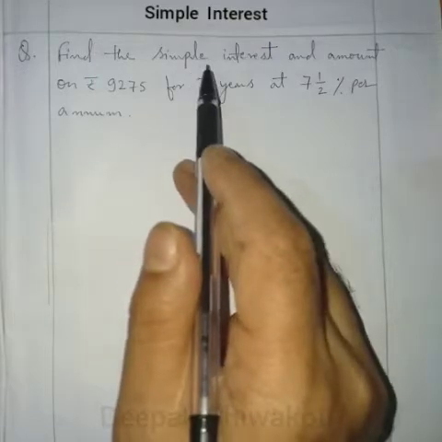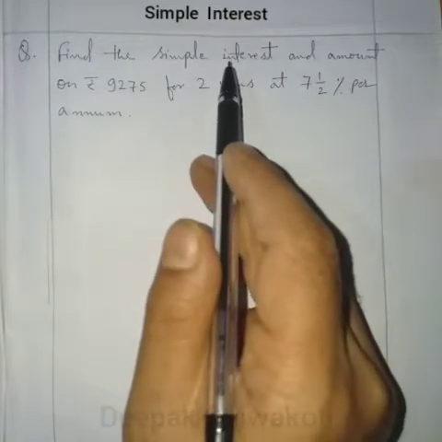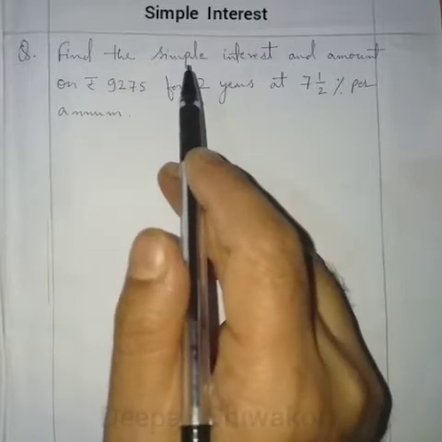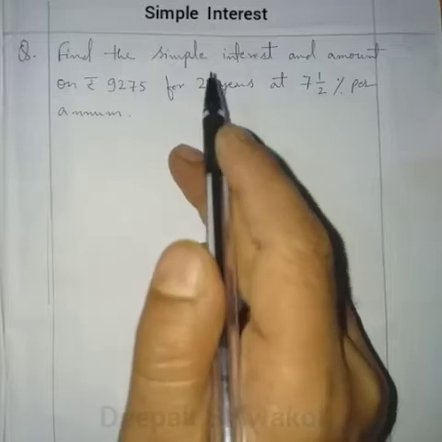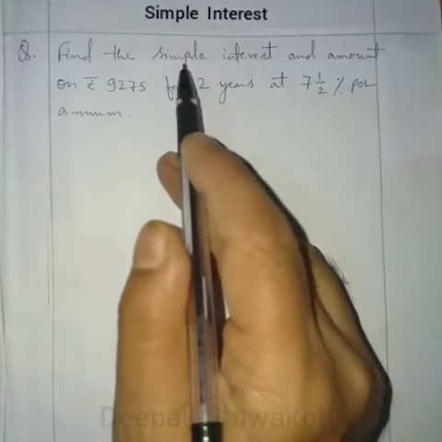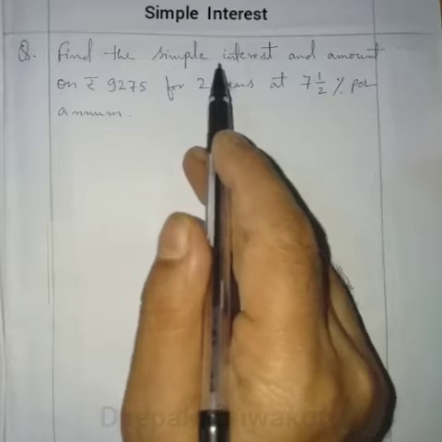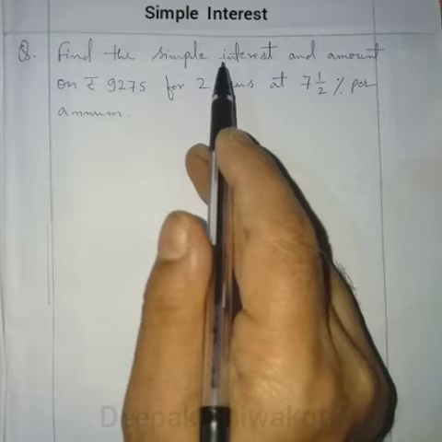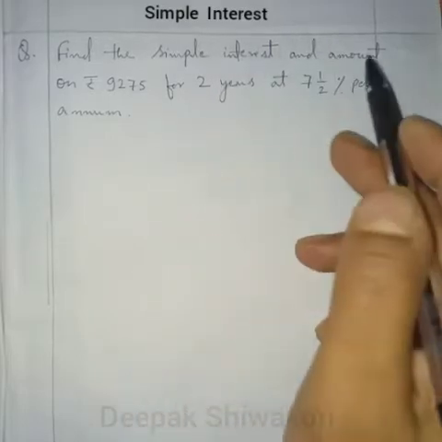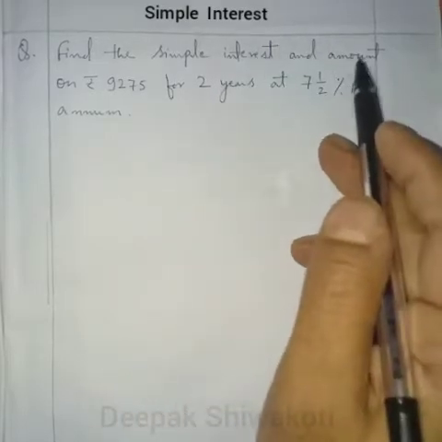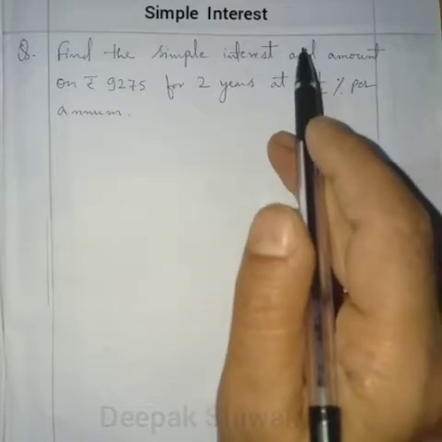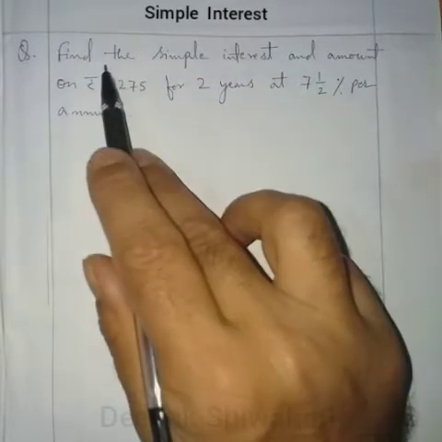Simple interest is equal to PRT by 100 and amount is equal to P plus I. Here P stands for principal, R stands for rate, T stands for time. And in the amount formula, P stands for principal, I stands for interest, that is simple interest. These two formulas we have to apply here.